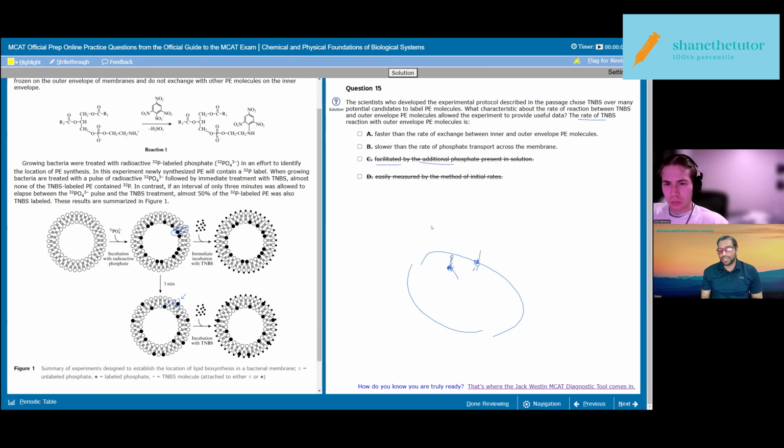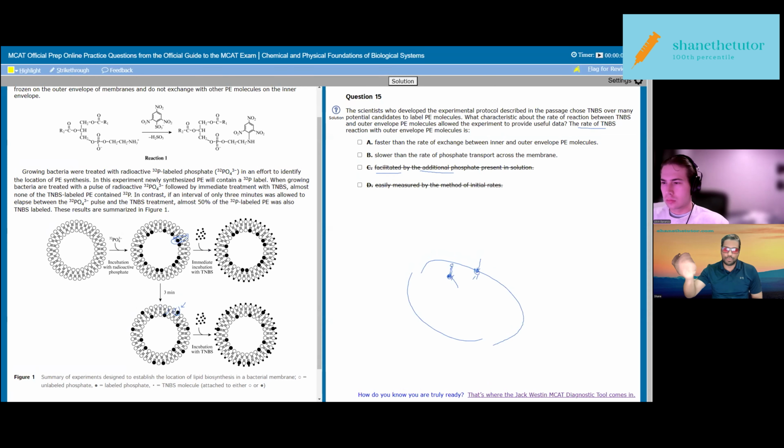So B is out. And A is comparing it to the rate of exchange between inner and outer envelope molecules, and that's pretty much it. So that rate of reaction's faster because we only see them flipping and flopping when we wait the 3 minutes.